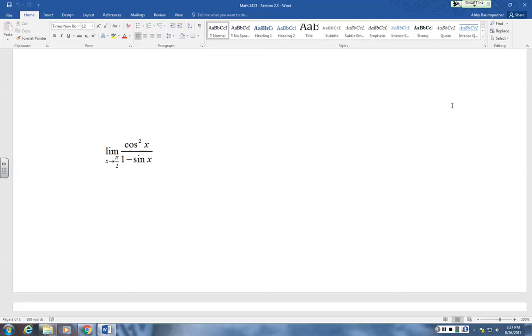The first thing I want to do is remember what I just said. Sine squared theta plus cosine squared theta equals 1. And I could solve that for cosine squared. So cosine squared theta equals 1 minus sine squared theta, right? I could subtract sine squared from both sides of the equation and end up with this statement.